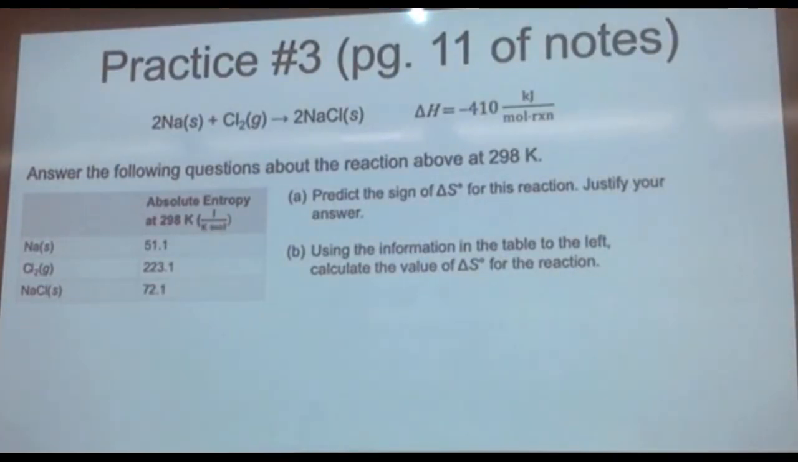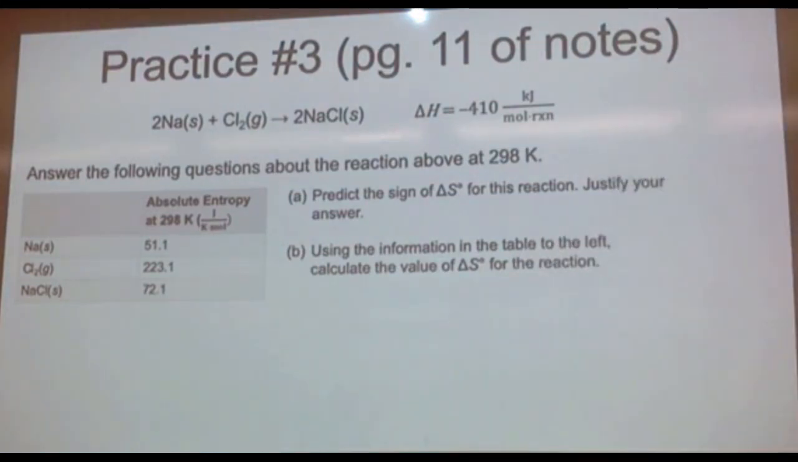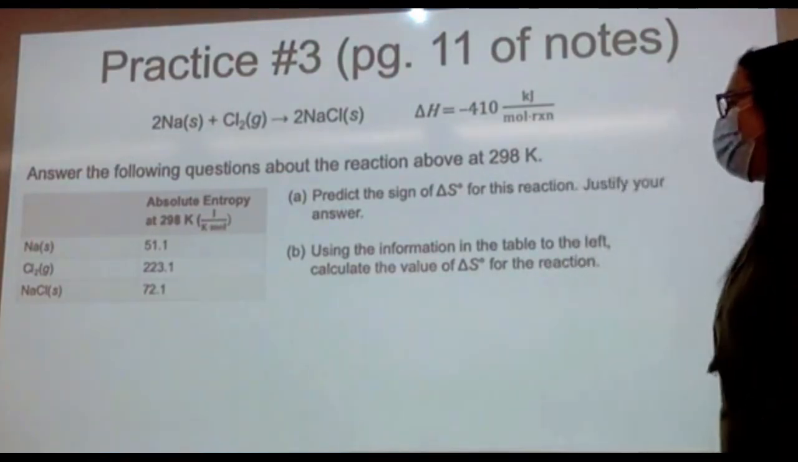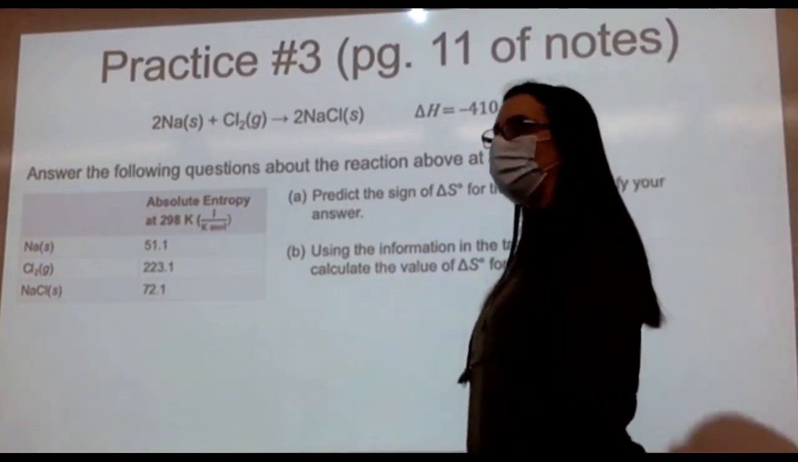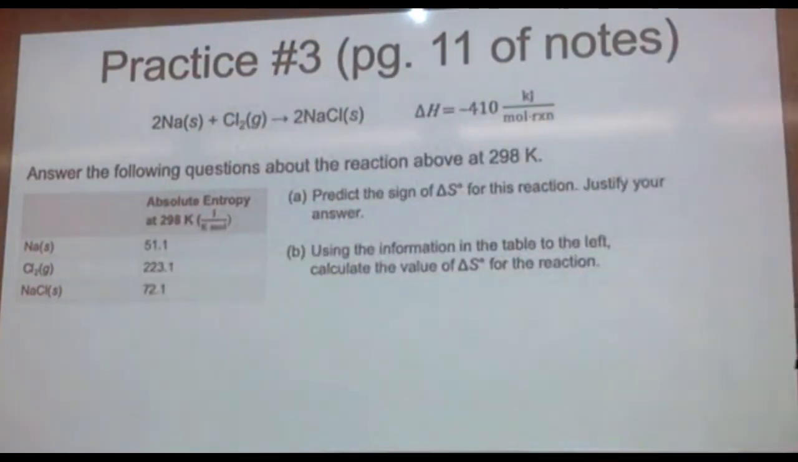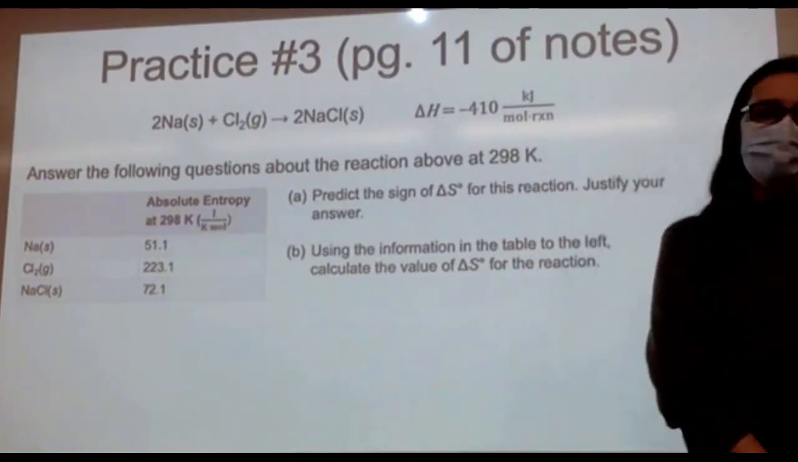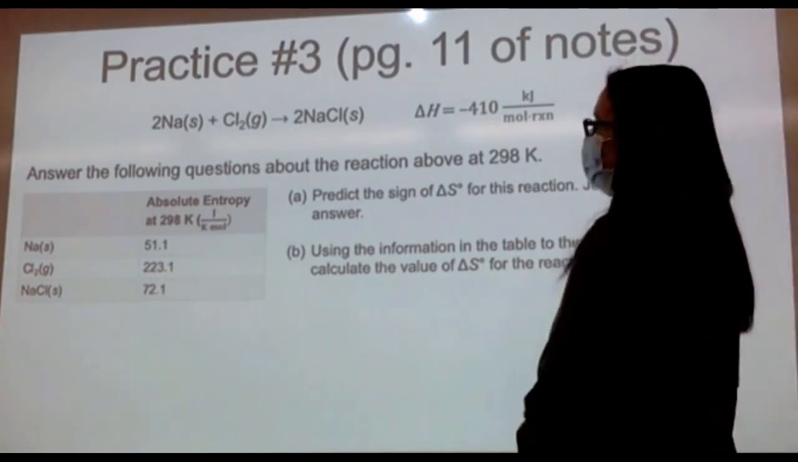So is delta S going to be positive or negative? And just say why. Delta S is entropy. Is it becoming more disordered or less disordered? And then for part B, using the information in the table, calculate the value of delta S for the reaction. So here are your delta S values for each individual substance. Figure out what delta S is for the reaction. All right, so work through that with the person next to you, or if you want to try it on your own. Answer parts A and B.